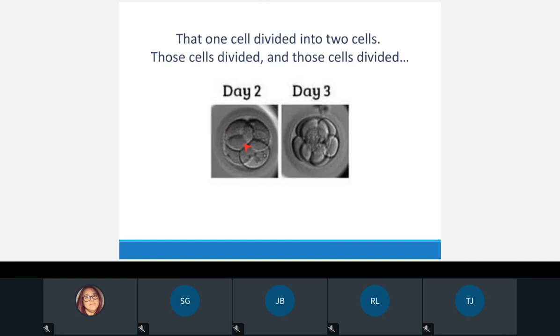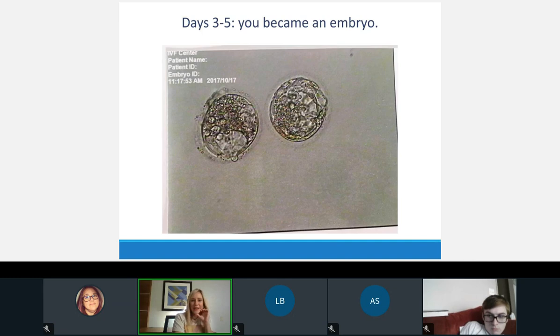All right, a zygote is our first form, and then they grow. One cell becomes two cells. Look at this. This is a cell that has divided into multiple cells. On day two, you looked something like this. On day three, you looked something like this. And this is where the story gets very personal. Are you guys ready? Right here on day 3 through 5, you became an embryo.